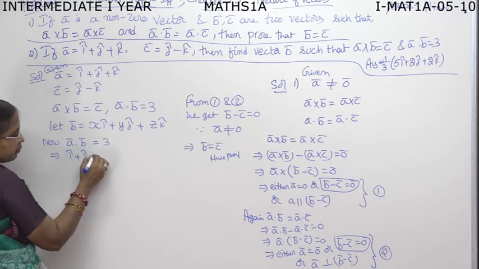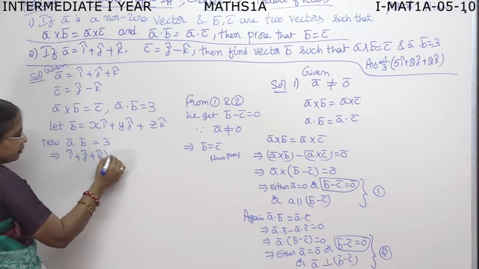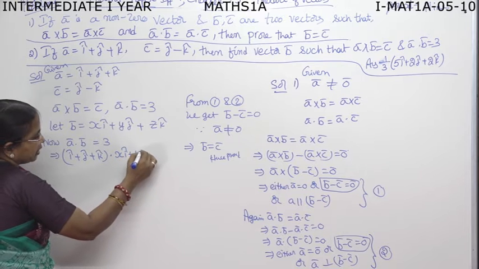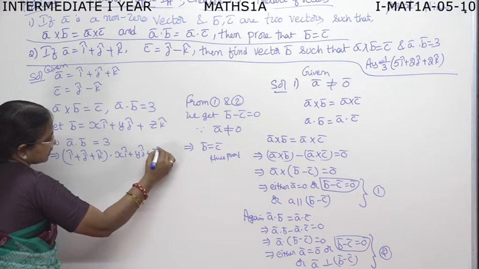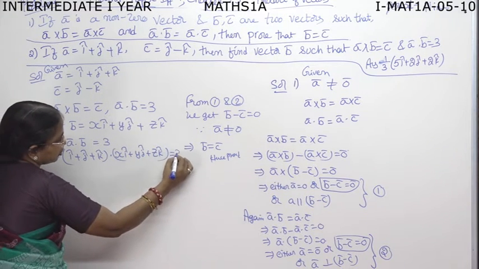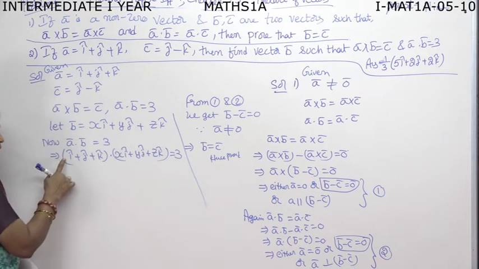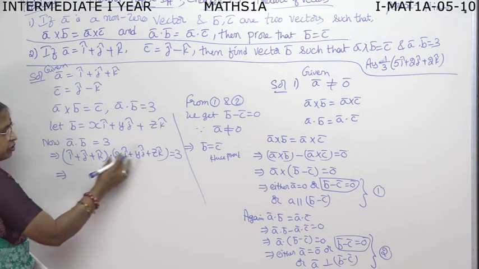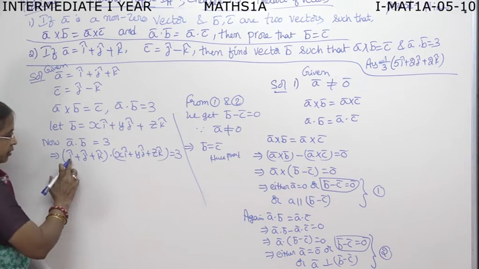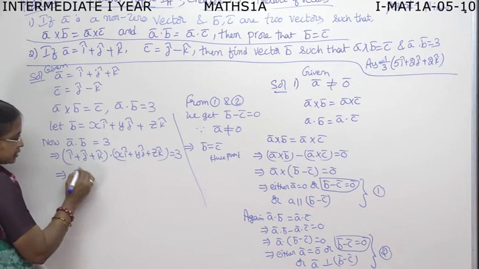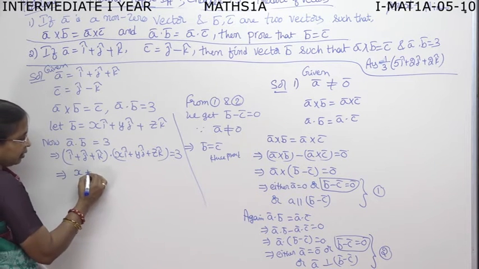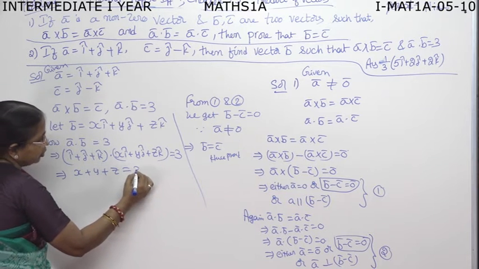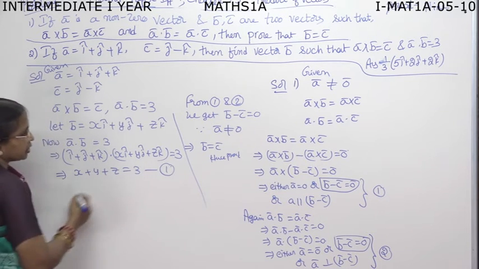(i + j + k) · b, where b is xi + yj + zk, is equal to 3. Now take the dot product. You multiply the i coefficients, j coefficients and k coefficients and add. So it is x into 1 plus y into 1 plus z into 1. x plus y plus z is equal to 3. We'll number this equation as 1.